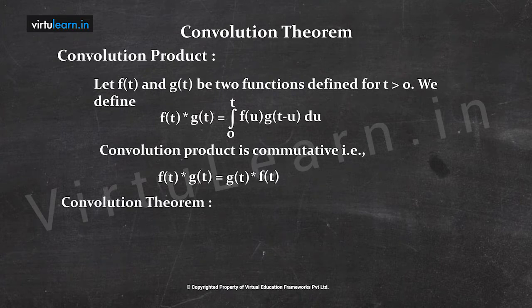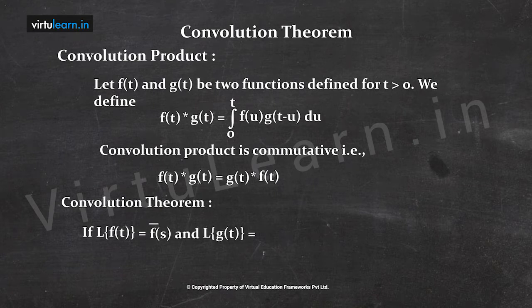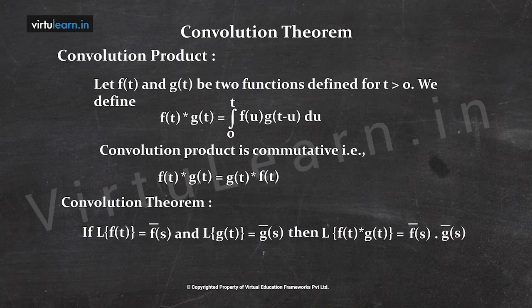The topic is the convolution theorem. Suppose Laplace transform of f of t equals f bar of s, and Laplace transform of g of t equals g bar of s. These both are known. Then the Laplace transform of f of t star g of t, the convolution product, equals f bar of s into g bar of s. This is the convolution theorem. Equivalently, L inverse of f bar of s into g bar of s equals f of t star g of t.